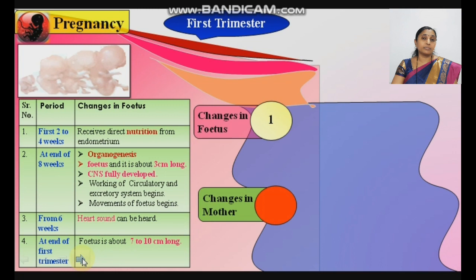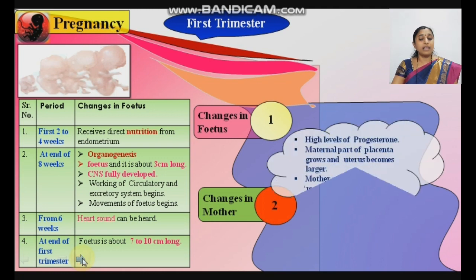What changes take place in the mother? There are physical changes in the uterus and in her reproductive system due to the action of some hormones. Here, high levels of progesterone. We already studied the role of progesterone in the menstrual cycle. This progesterone maintains the thickness of the endometrium.